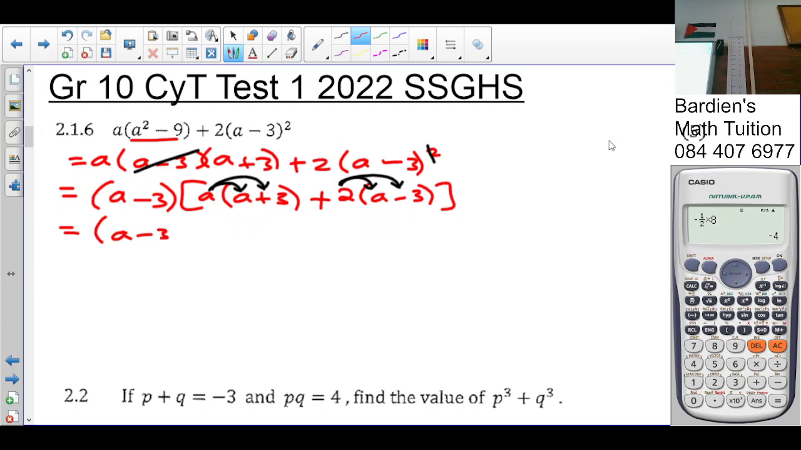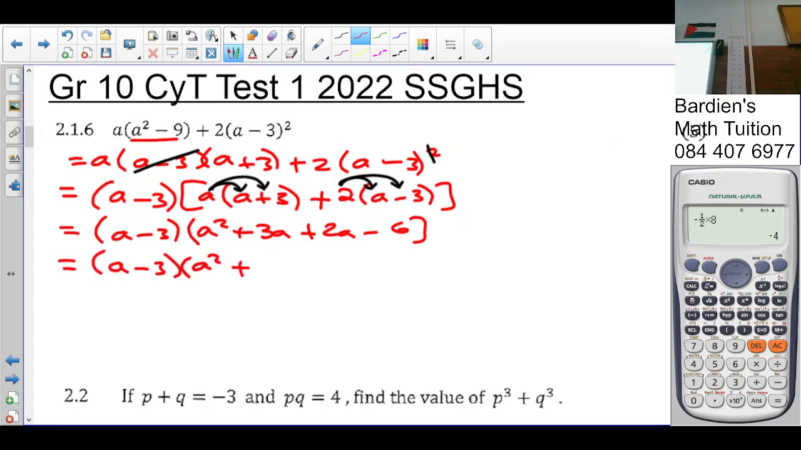So it's a minus 3. In the second bracket, what we busy with? A squared plus 3a plus 2a minus 6. So you got a minus 3, but a squared plus 5a minus 6. But what's happening in the second bracket? Try, yes. So it's a minus 3.